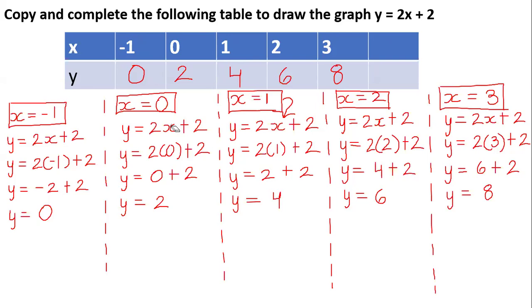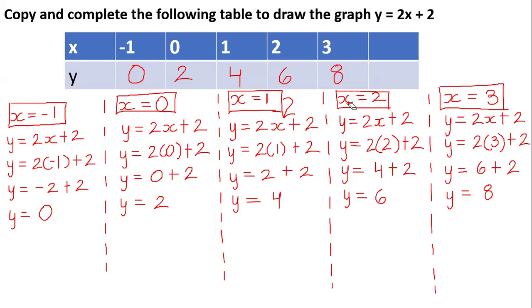Same thing for this. We have x is 0. Wherever we see x, we put 0. We substitute that. 2 times 0 is 0. 0 plus 2 is 2. Same thing for x is equal to 1. Wherever we see x, we put 1. So 2 times 1 is 2, and 2 plus 2 is 4.